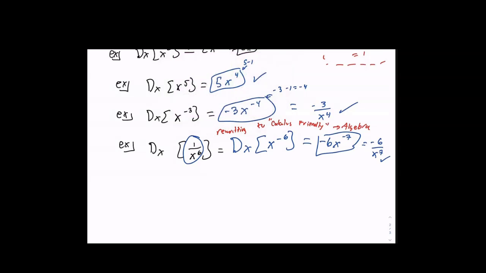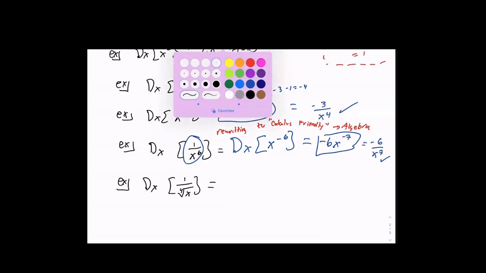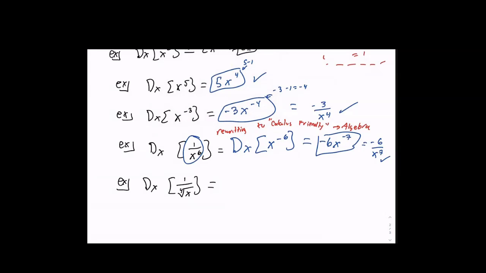Algebra. Let's do another algebra example. What is the derivative of 1 over the fourth root of x? When I see this problem, what do I have to tell myself? It is x to the power of 1/4. You have to be careful.